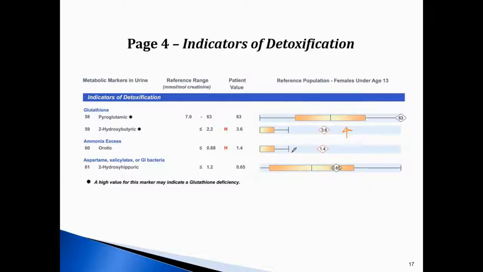The orotic acid is often linked to ammonia production, most commonly coming from the gut, most commonly associated with bacterial imbalance, bacterial dysbiosis in the digestive system. The 2-hydroxyhippuric, that's not abnormal in this case. Most of the time you see it, it's about 1.5 to maybe 2.3, something like that, okay?